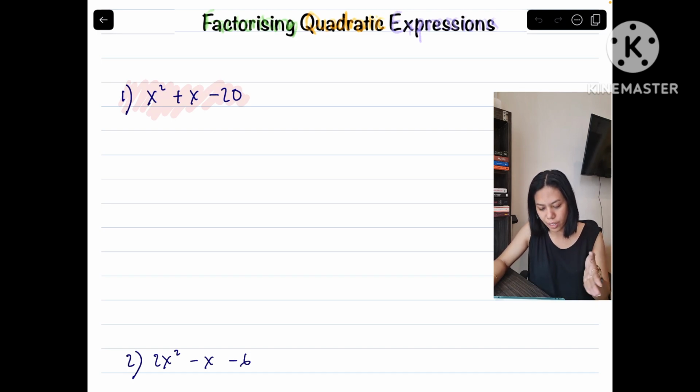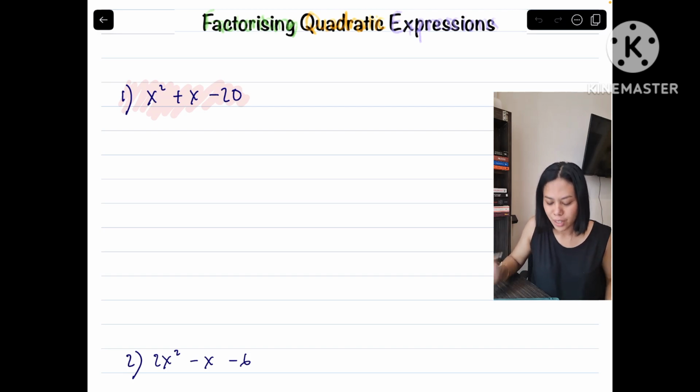Later we're going to try and show what to do if we don't get it correct on the first try. Okay, let's start. So the first question is we want to factorize x squared plus x minus 20. So this is what we're gonna do.